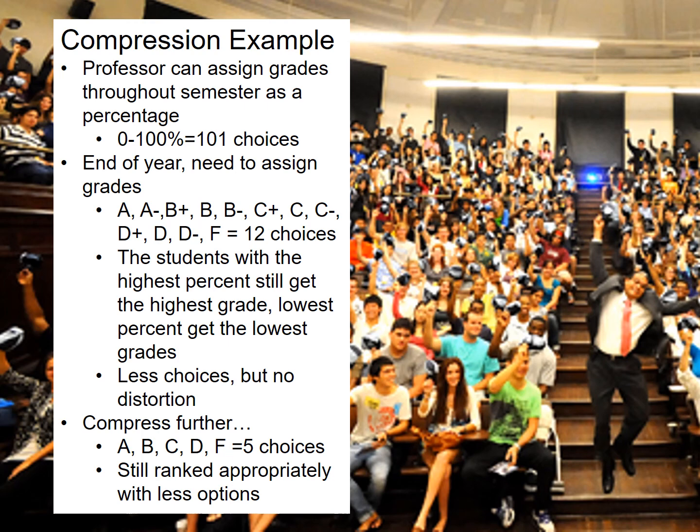If I wanted to compress that even further, I could go down to an A, B, C, D, or F grading scale, which reduces us to 5 choices. Again, the students with the highest percentages still get ranked with A's, and the students with the lowest percentages still get ranked with F's. There's no distortion of how students are ranked. They are just categorized into fewer choices.